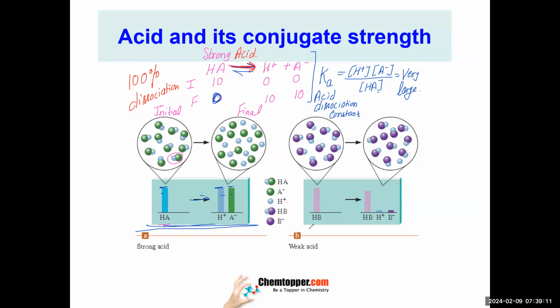Now let's have a look at this picture. This one. And now again, this is initial. This first circle is initial. Initial means before dissociation. And this is final, right?